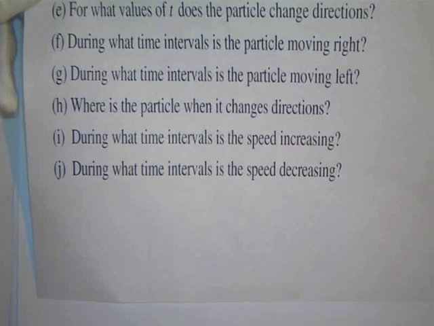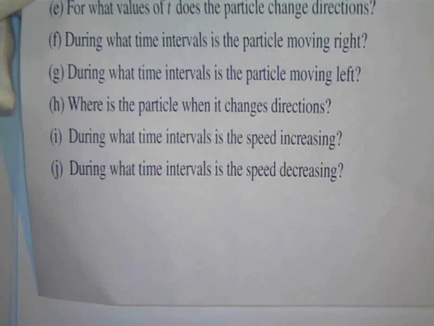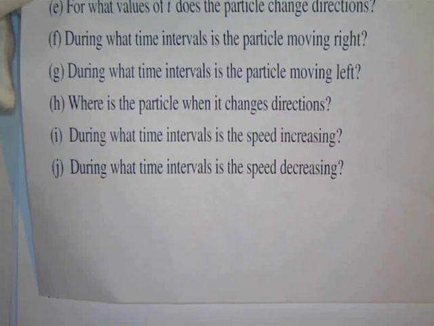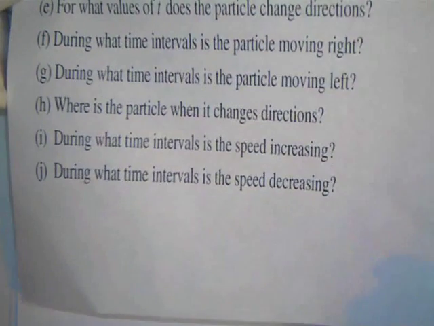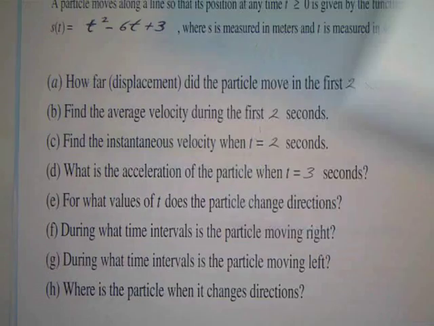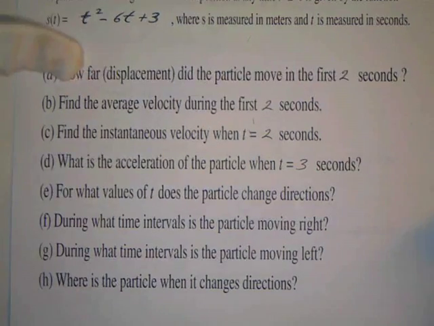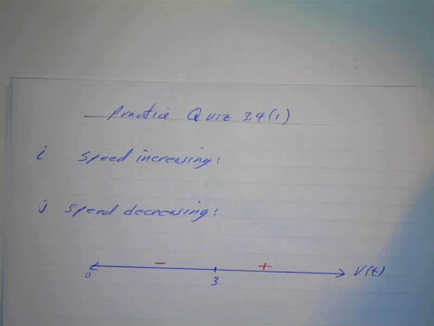During what time intervals is the speed increasing? During what time intervals is the speed decreasing? So I thought I would add this because it's not too difficult, and it does give you some insight into the problem. So that's what we're going to be dealing with. Now we know that the speed is increasing when the velocity and the acceleration have the same sign, and it's decreasing when the velocity and the acceleration have different signs.